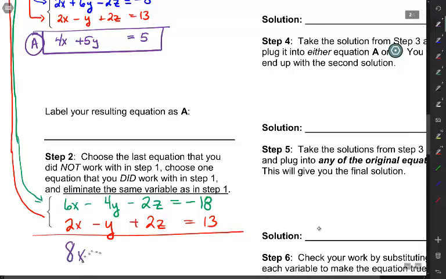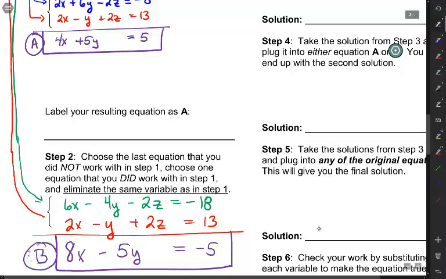I get 8x. I get negative 5y. Do we agree? Is it negative 5? Okay, and we call this equation B.